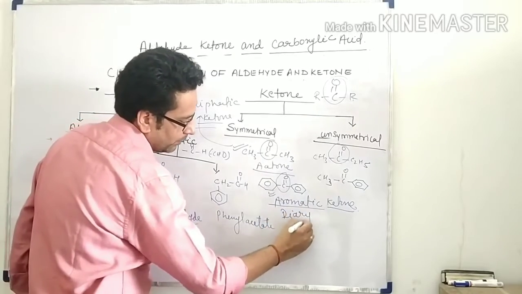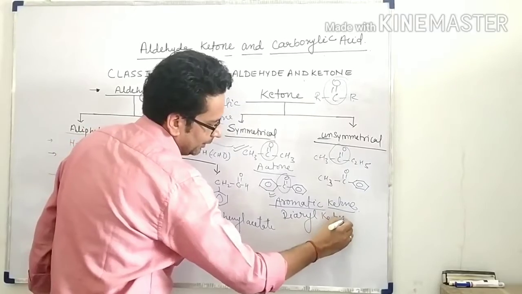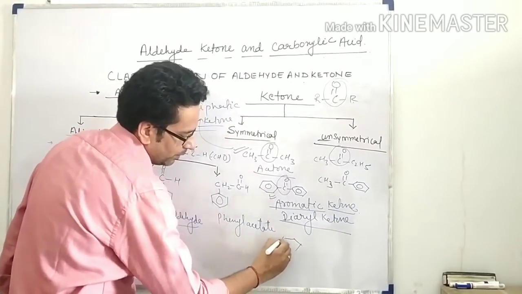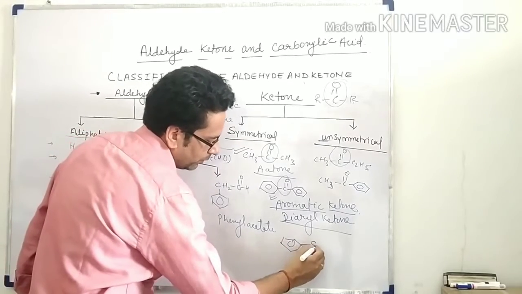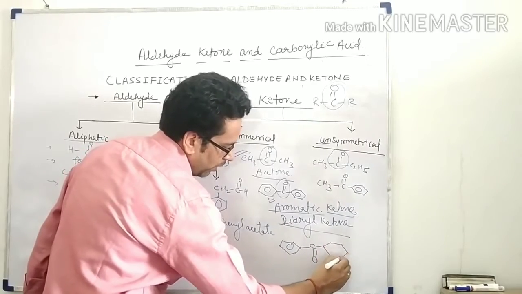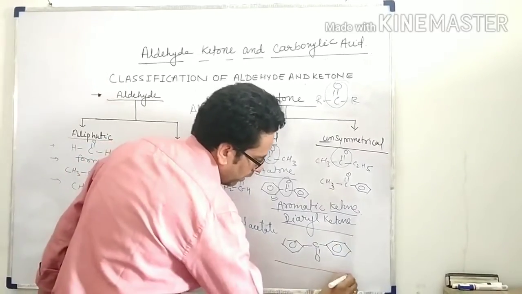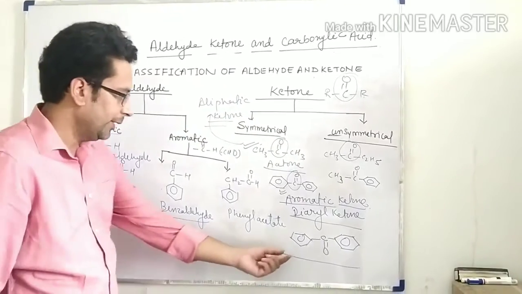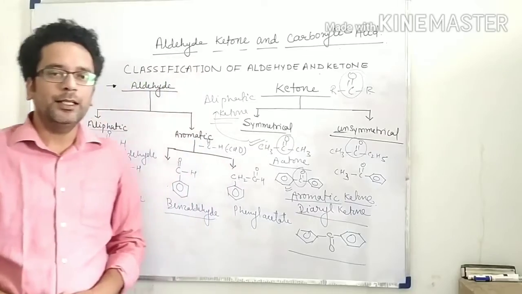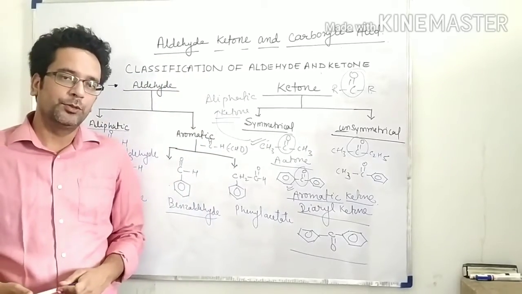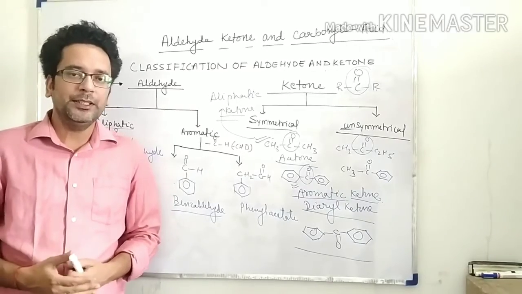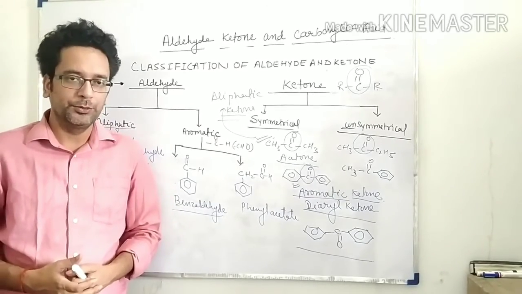And another is diaryl ketone. Diaryl ketone means there are two phenyl groups. Example, these are examples of diaryl ketone. So these are the classifications of aldehydes and ketones. Now in the next video we will discuss the preparation of aldehydes and ketones. Thank you.